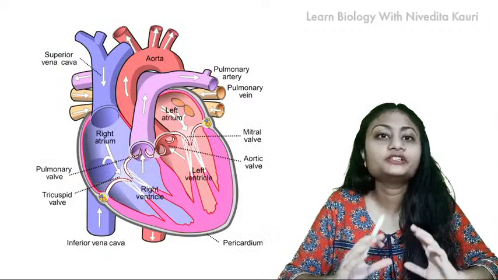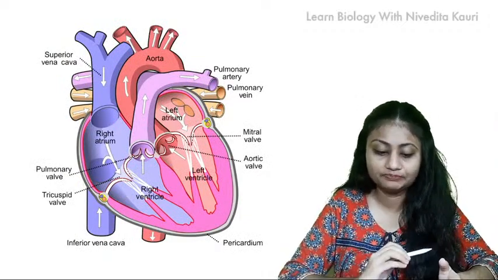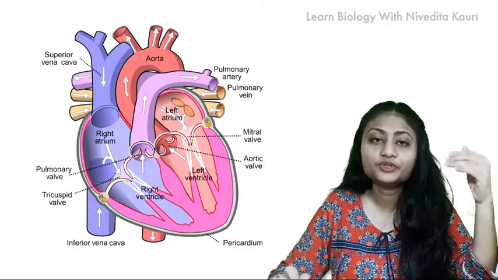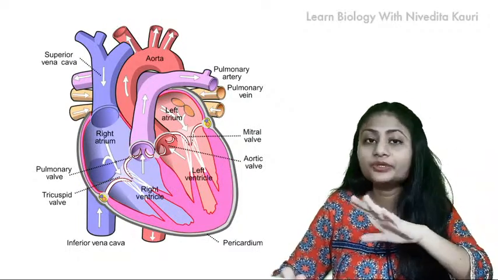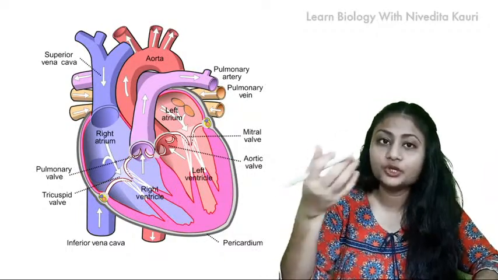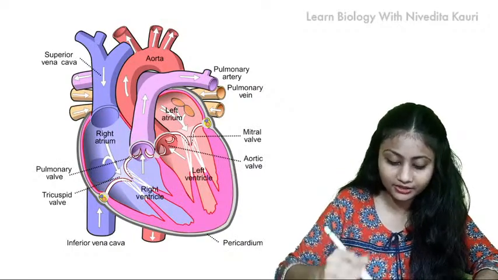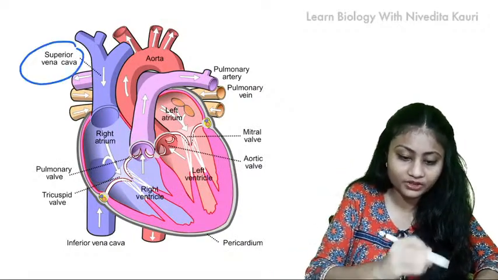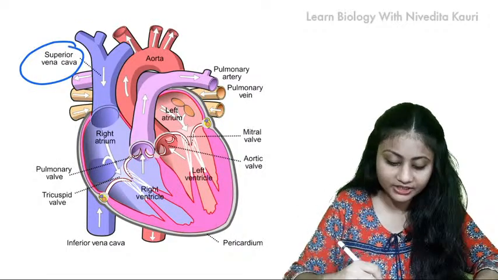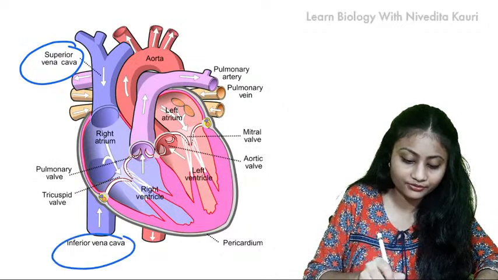Coming to the different chambers of heart. First is the right atrium. Right atrium receives deoxygenated blood coming from the entire body. From the upper part of body, the deoxygenated blood comes via the superior vena cava. And from the lower part of body, it comes via the inferior vena cava.